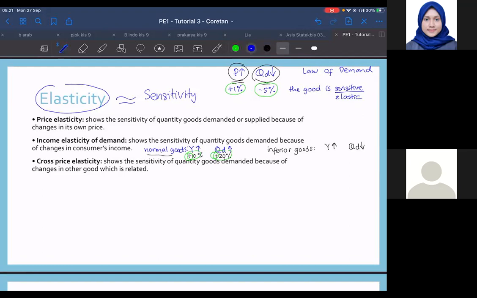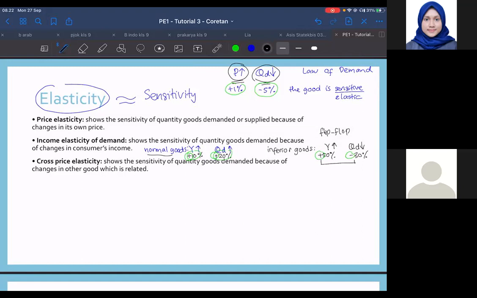But if your income is increasing but the quantity of that goods is decreasing, maybe this is the case for flip-flops, sandal jepit. Maybe if your income increased by 40%, 50%, the quantity of flip-flops you demand will reduce by 30%. So this is increase, this is decrease, right? And it means that your goods are inferior goods. We see the elasticity later. We calculate about it later.